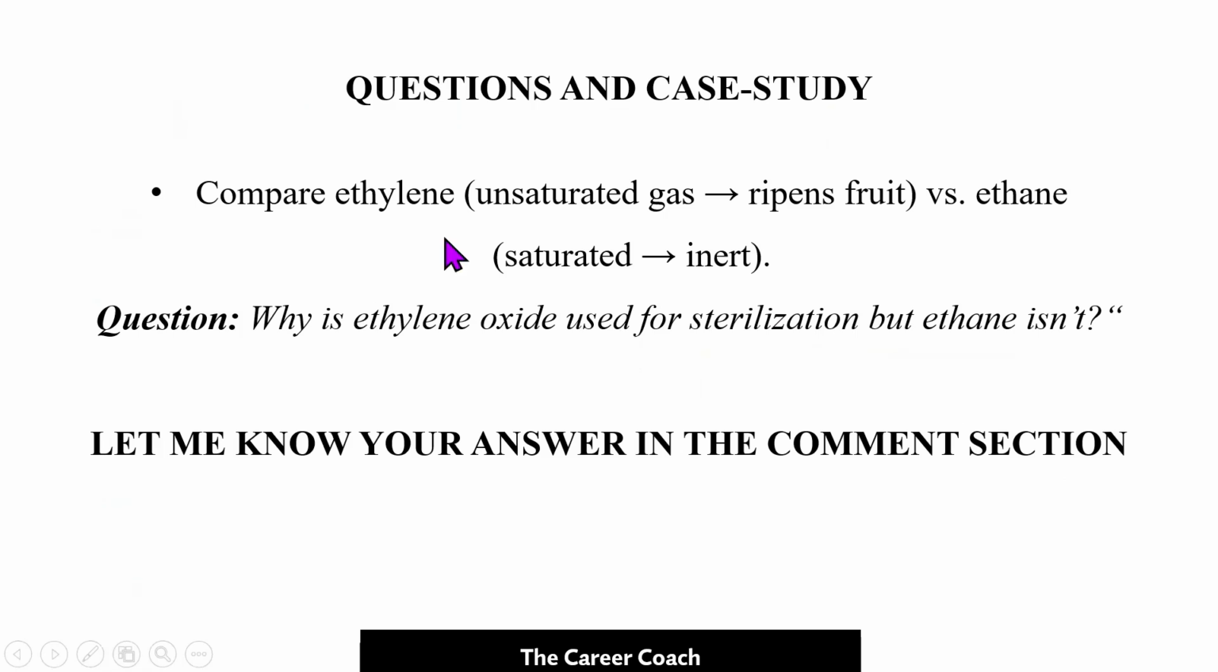Answer this question in the comment section. Ethylene is an unsaturated gas. It is used to ripen fruit. Compare ethylene versus ethane, which is saturated and inert. Why is ethylene oxide used for sterilization, but ethane is not? Let me know your answer in the comment section.